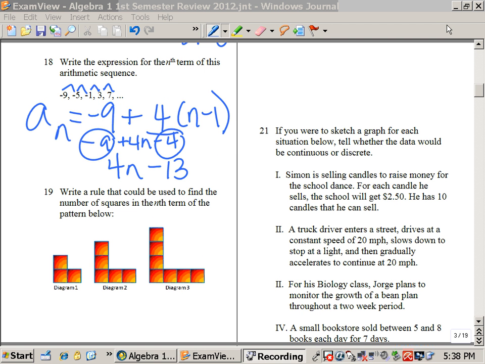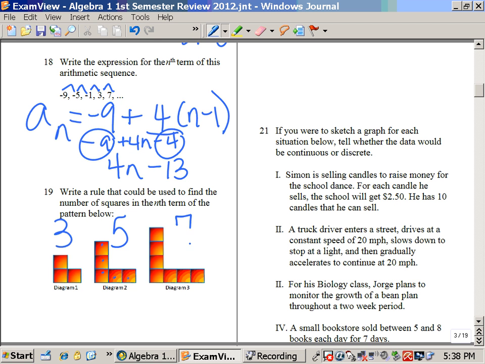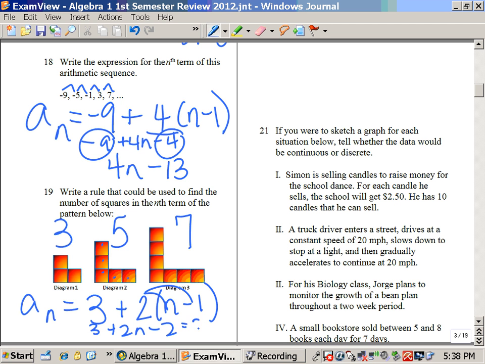I'm going to do a similar thing on number 19. The first diagram has 3 blocks. The second one has 5, and the third one has 7. So a sub n is going to be the first diagram plus the common difference, which is 2, times n minus 1. That gives me 3 plus 2n minus 2 with distributing, which combines to 2n plus 1.